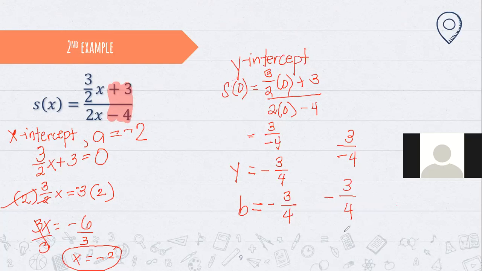Isulat tong second example natin. Kunin niyo yung mga intercept. So we have x is equal to -2 and then our y is -3/4. Tandaan niyo yan, kasi mamaya mag-graph tayo. Titignan natin sa graphing software kung tama yung ating y-intercept and x-intercept. Nakuha? Ayan, may question. Question muna.